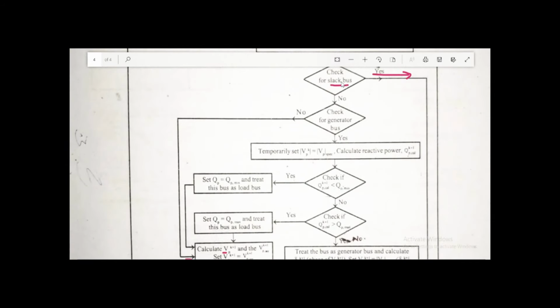Again coming back here, you check whether it is a slack bus. No. You check whether it is a generator bus. If it is a generator bus, I am moving downwards. If it is a generator bus, what would you do? You'll be temporarily setting a magnitude, isn't it? You don't have the value, you have only the specified value of voltage. You do not have the angle. Then what would you do? You would calculate the reactive power.